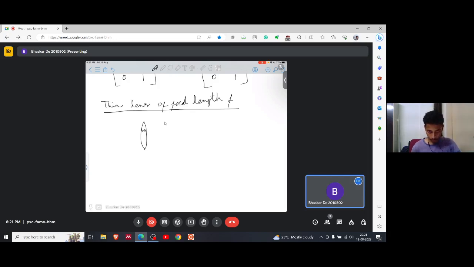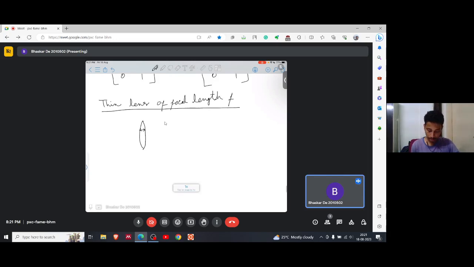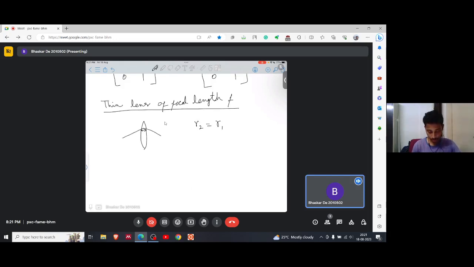So that means that when a beam is going through a lens, we assume that no matter what the slope of the incoming ray, the output position is always equal to the input position. That means that R2 will always be equal to R1. If there is this kind of beam that is going here, then these two positions are always the same. That is, R2 equal to R1.